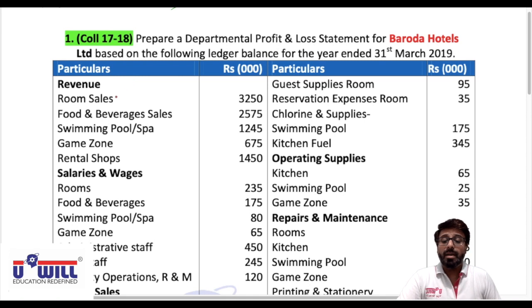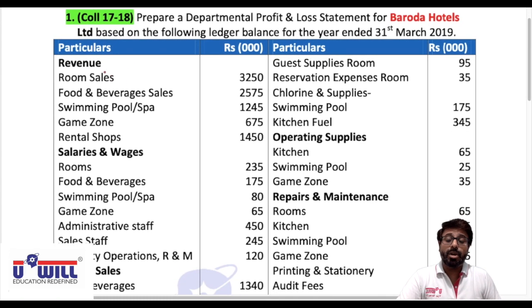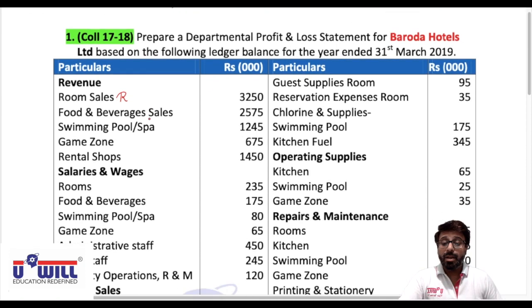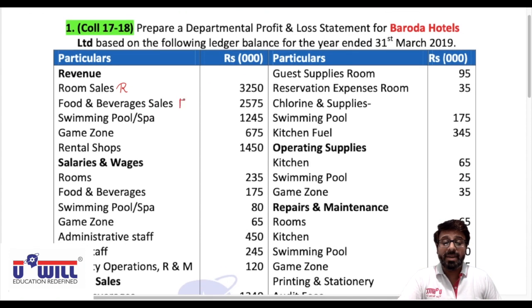Revenue. Room sales revenue. Mark it as R. That will come in room, and directly it will come in the column of sales. We don't have to make the notes. If you all remember, I told you that notes we will make only for other expenses. Keep it in mind. Food and beverages sales, F&B, and it will directly come in the column of sales. Swimming pool or spa, SW, and it will directly come in the column of sales.